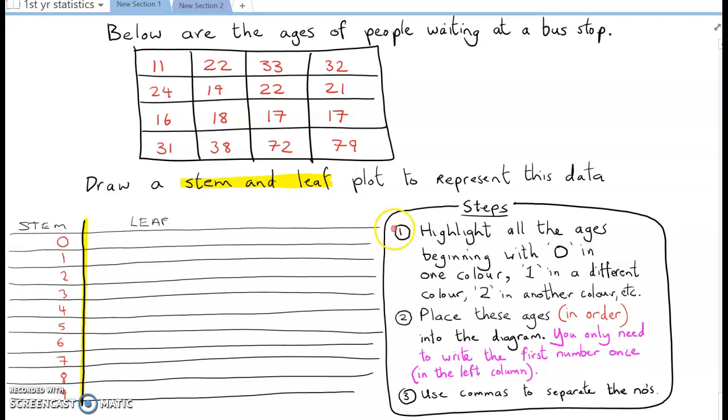And now, start off with step 1. Highlight the numbers that begin with 0. Are there even any? I don't know if they are or not, and if there aren't, that's okay too. Then do the numbers that begin with 1 in a different colour and 2 in a different colour. Okay. Pause the video now and try and complete it. And when you're finished, press play and the answer will be there.